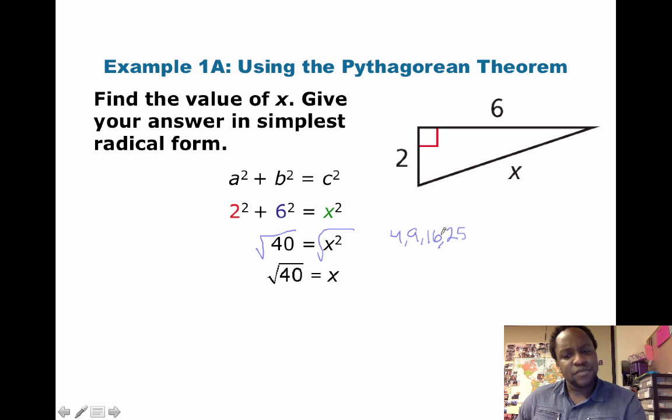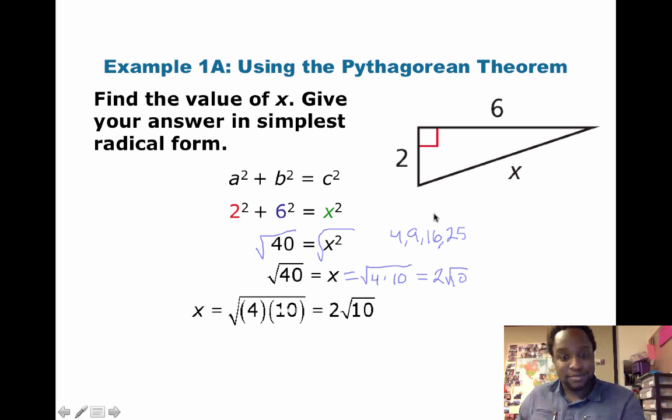So let's see, does 16 go into 40? Nope, because 16 times 5 is 50, and 16 times 4 obviously won't go into it. How about 9? Nope, because 4 plus 0 does not equal 9, but yep, 4 does go into it, and it's 4 times 10. So we can write this as the square root of 4 times 10, or equal to 2 radical 10, or 2 square root 10, 2 root 10.